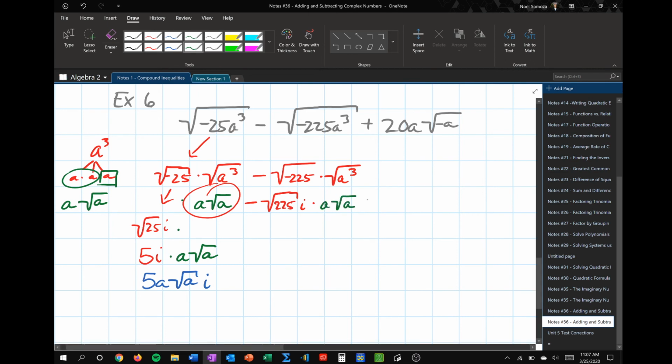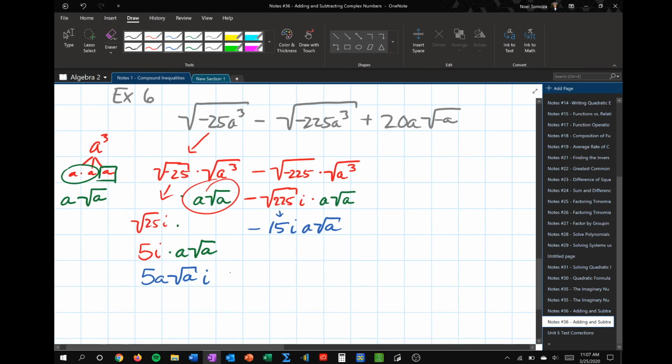So all we have to do now is find what is the square root of 225. Well, that's a number that has a nice square root. Square root of 225 is actually 15. So we have minus 15i a root a. And again, I don't like where the i is positioned. The i should be at the end of the number. So we're just going to rearrange some stuff. I'm going to drop it down. We have negative 15a root a and then i at the end.